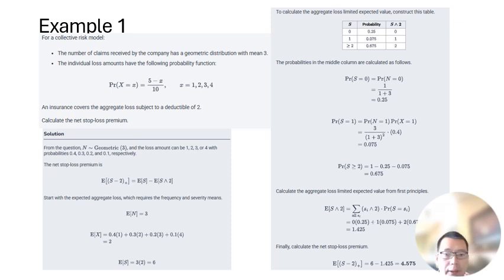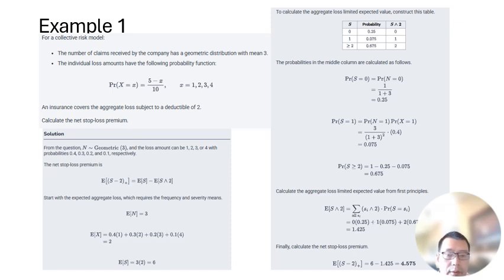Now we can calculate the aggregate loss limited expected value from first principle. So the expected value of S cap at 2 would equal each of the aggregate loss cap at 2 times the probability of S equals small s_i. So it will be 0 times 0.25, plus 1 times 0.075, plus 2 times 0.675, which is equal to 1.425.